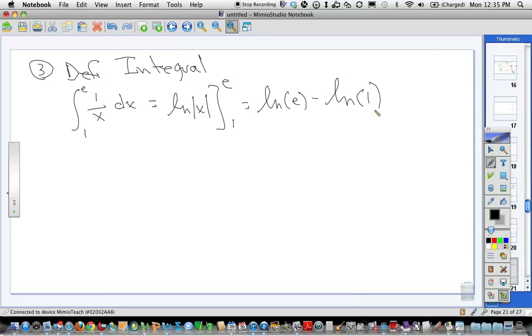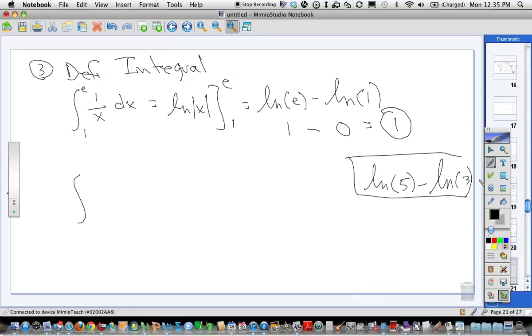That's not good enough right there. Okay? What's ln e? ln 1? 0. The final answer in this one had to be 1. Yes? If that wasn't e and 1, and it was like 5 and 3, would you have to simplify it? We're going to have one here a little later today. If that would have been the integral from 3 to 5, ln 5 minus ln 3 would have been okay. You could have stopped right there.